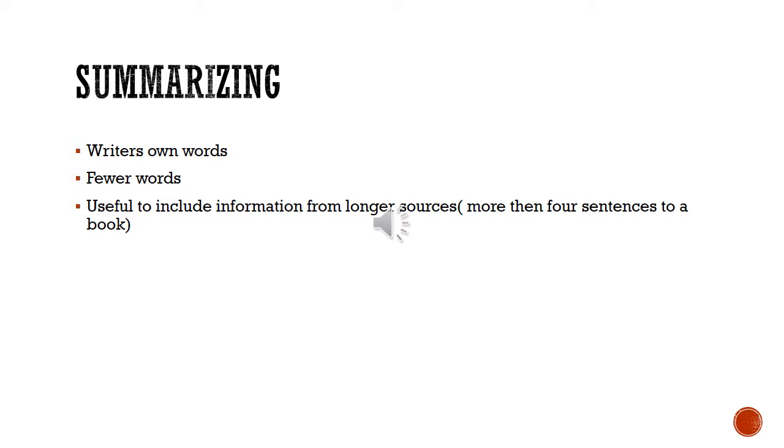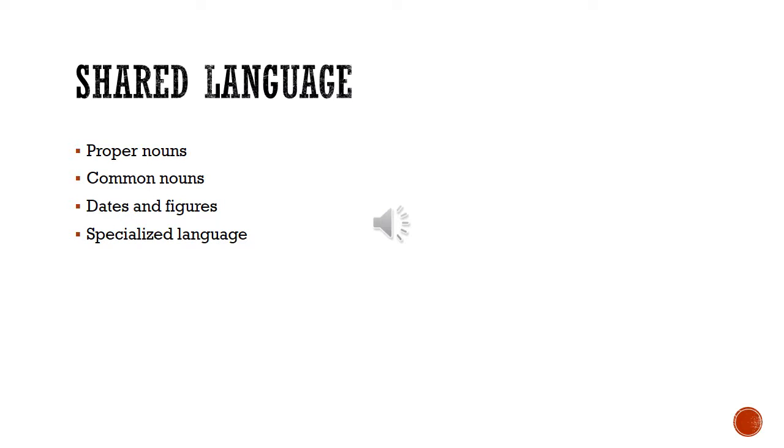Now, whenever you are trying to summarize or paraphrase in your academic essay, you need to keep in mind that there are some words and some phrases that you cannot reword or you cannot change. Now, these words which cannot be reworded or cannot be changed, that is called shared language.